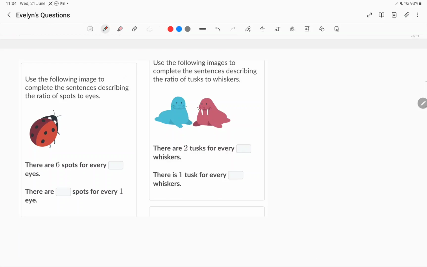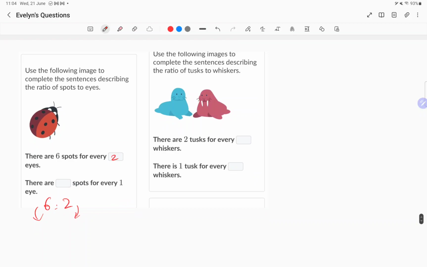Okay, for these equivalent ratio problems, right, you just start off first by following the pattern. So 6 spots for every 2 eyes. Right, so for every 1 eye, there will be 3 spots. So the mathematics is this. So 6 to 2 is a ratio of spots to eyes, right? And to simplify this, you divide both of them by the same common factor, which is 2. So you can both divide by 2, so that will be 3 to 1. So 3 spots for every 1 eye.